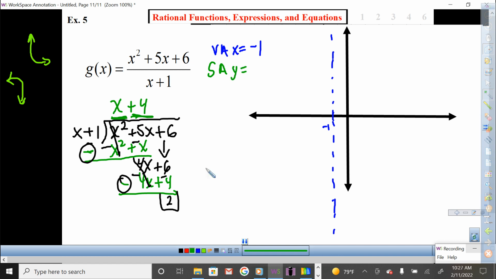What does that mean, Mr. Q? SA means slant asymptote. So look, I got this. This is all I'm going to worry about today. And I'm going to write it here. X plus 4. So to right there, copy that, and then I'll finish off the rest so that you understand what we're doing.